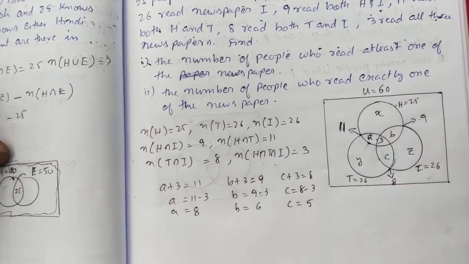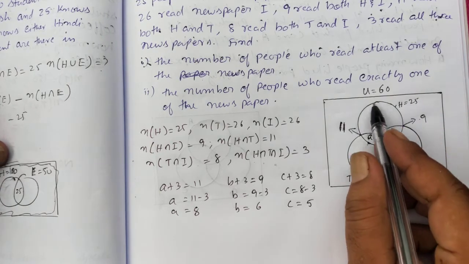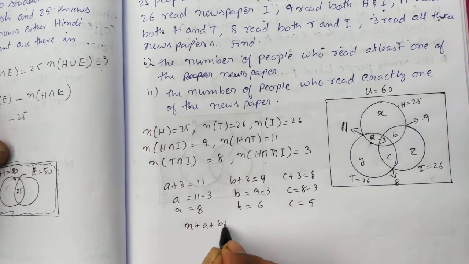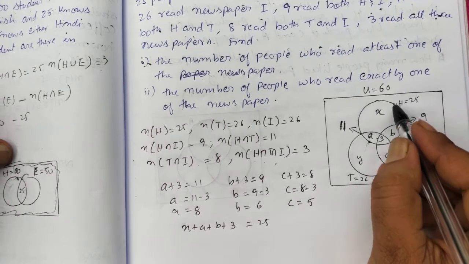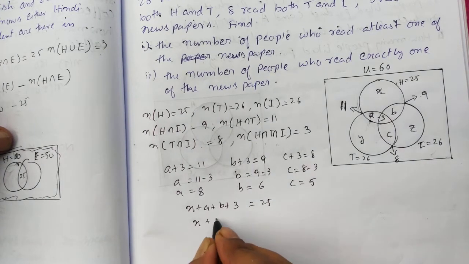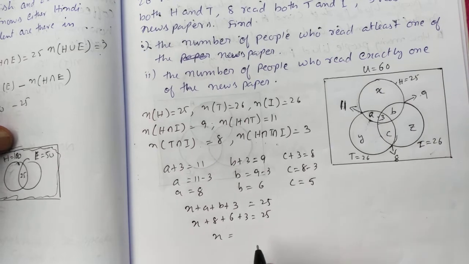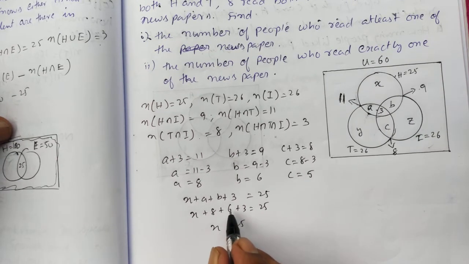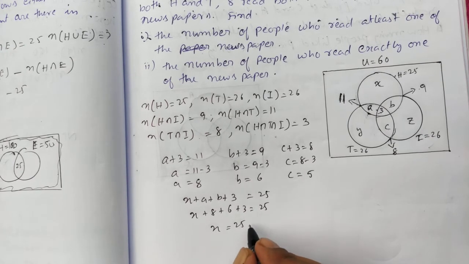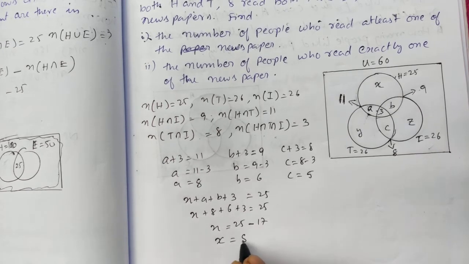Now let us find X, Y, Z. If I add X plus A plus 3 plus B, this circle is 25. So X plus A plus B plus 3 is 25. Put the value. X plus A, we got 8, plus B, we got 6, plus 3 is 25. So X will be 25 minus 17, as 8 plus 6 is 14, plus 3 is 17. So X is 8.